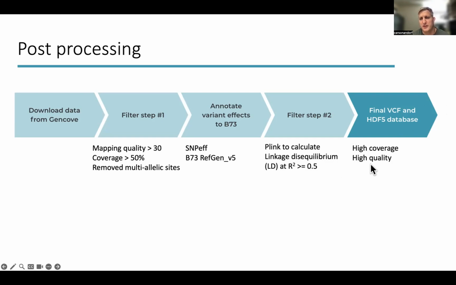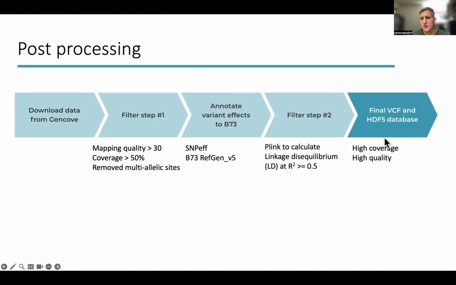So what we ended up with initially is a high coverage set, which is what we have after filtering step one, and a high quality set after filtering step two. We're planning on releasing these as VCFs. So if you want these data sets, they'll be available through download at MaizeGDB.